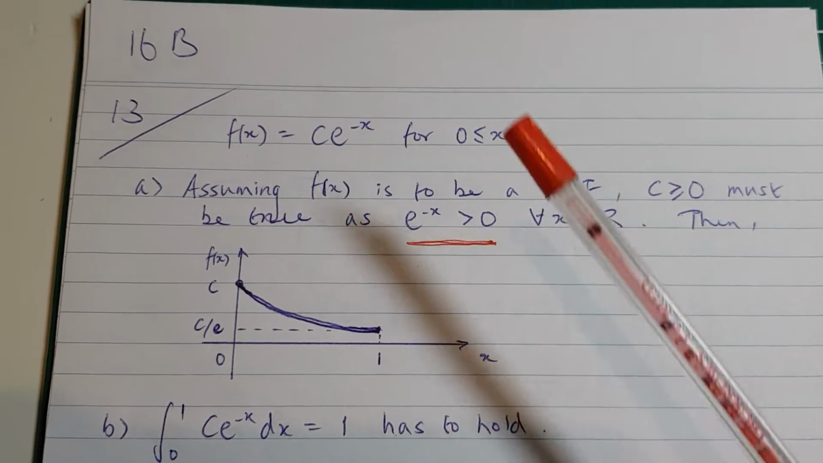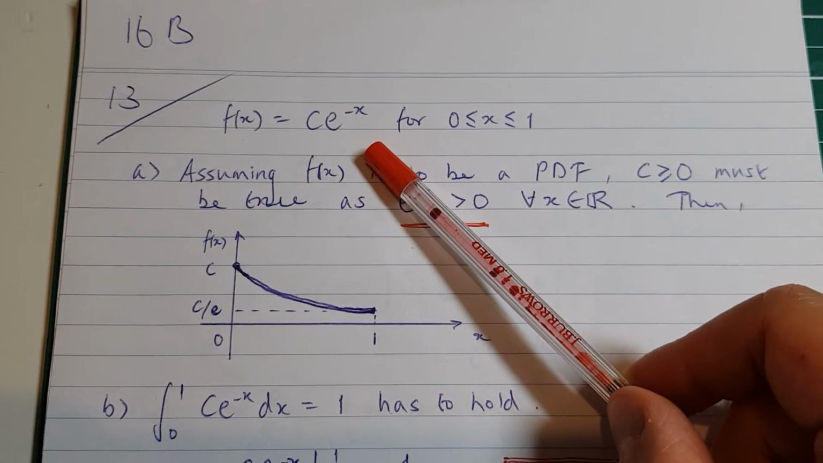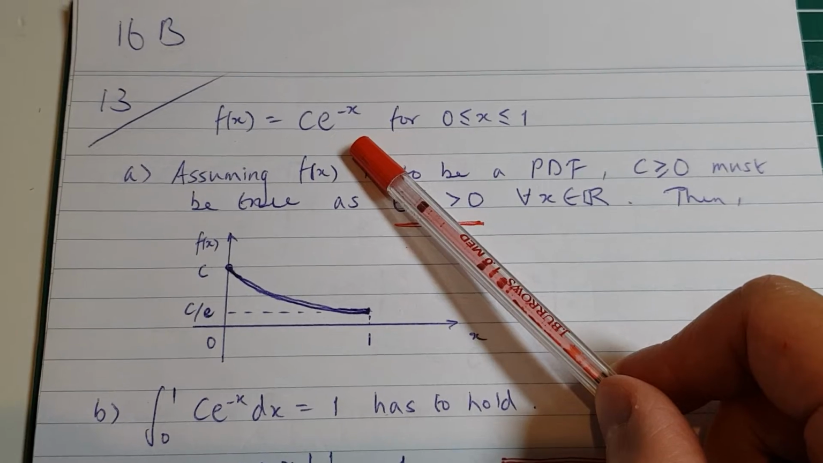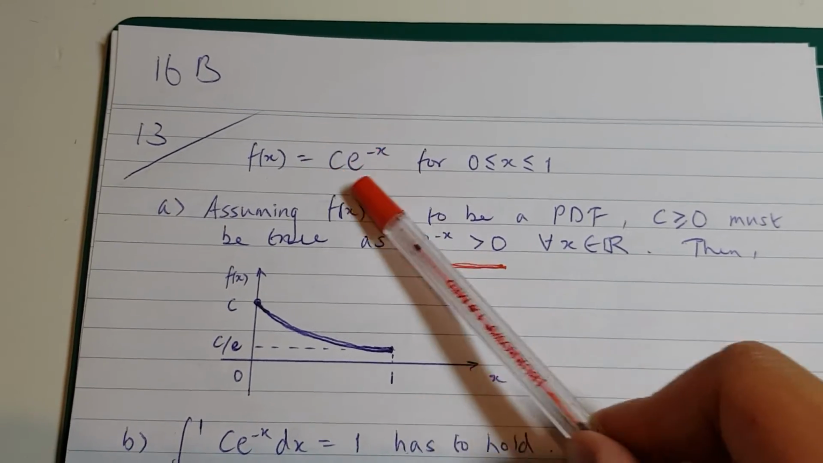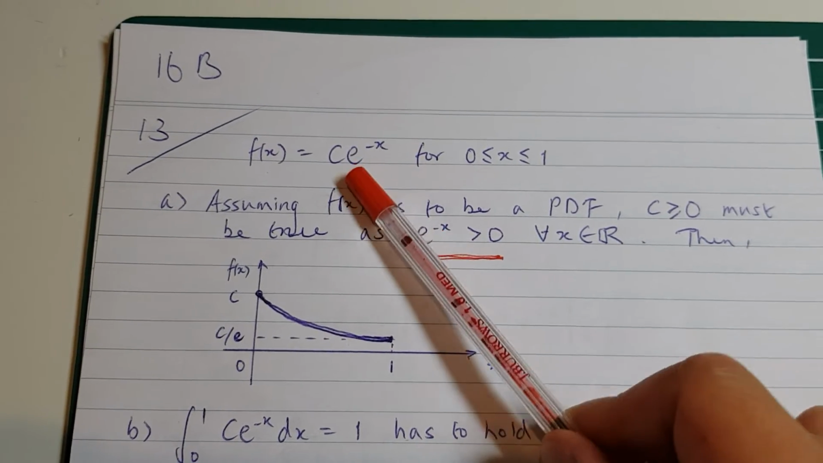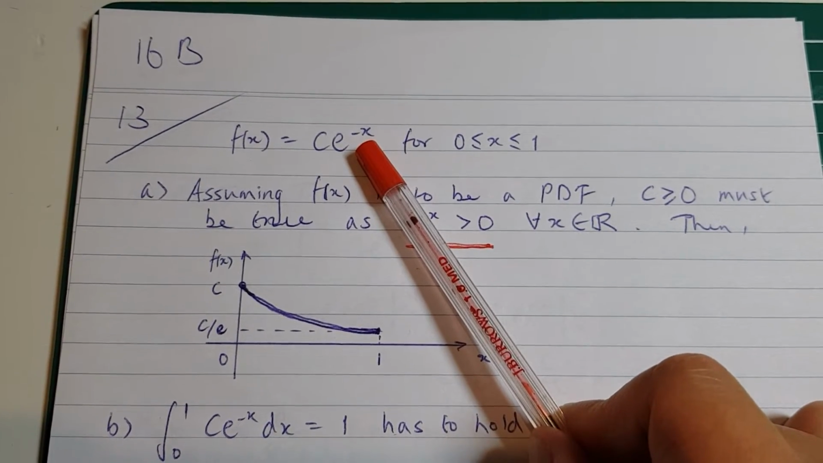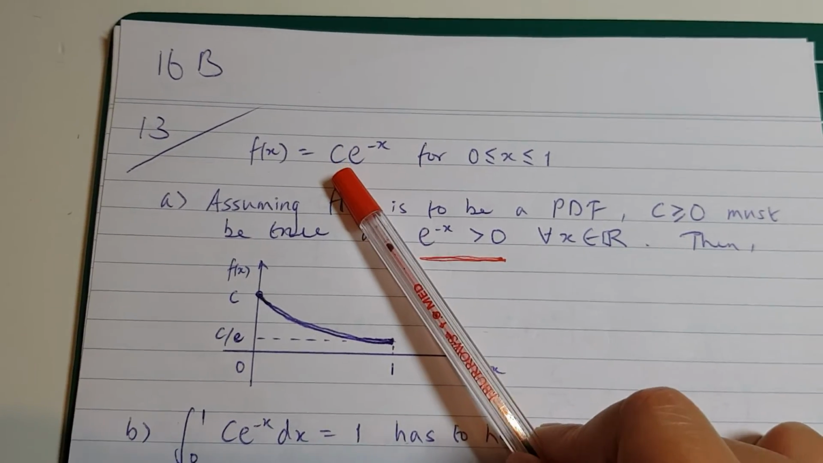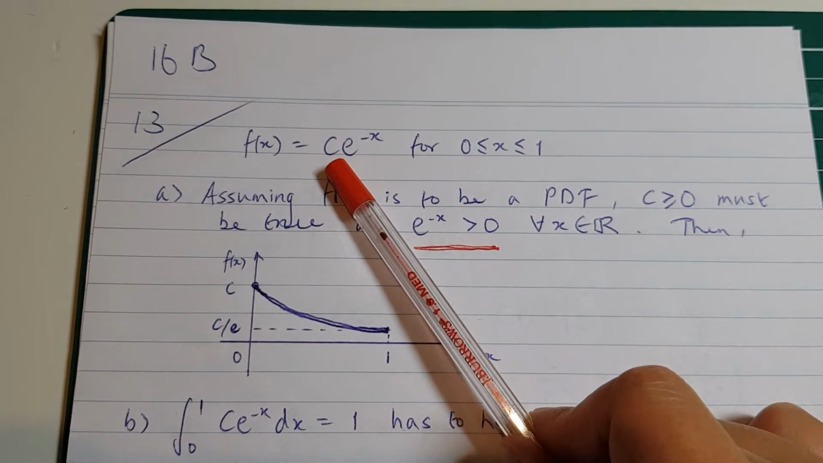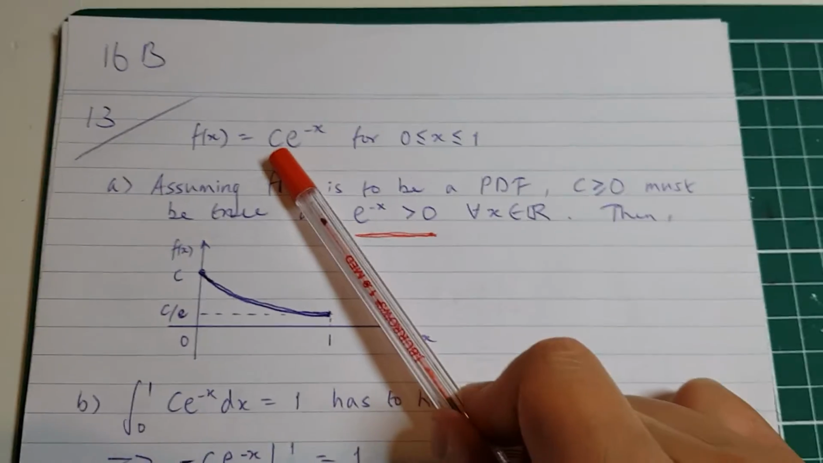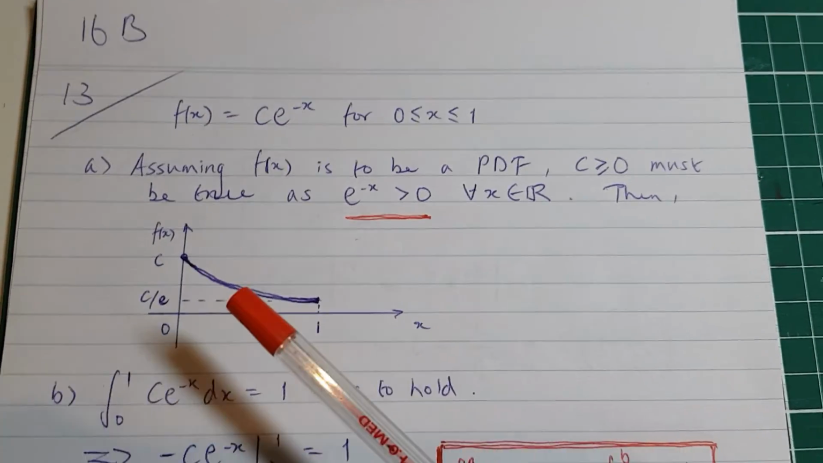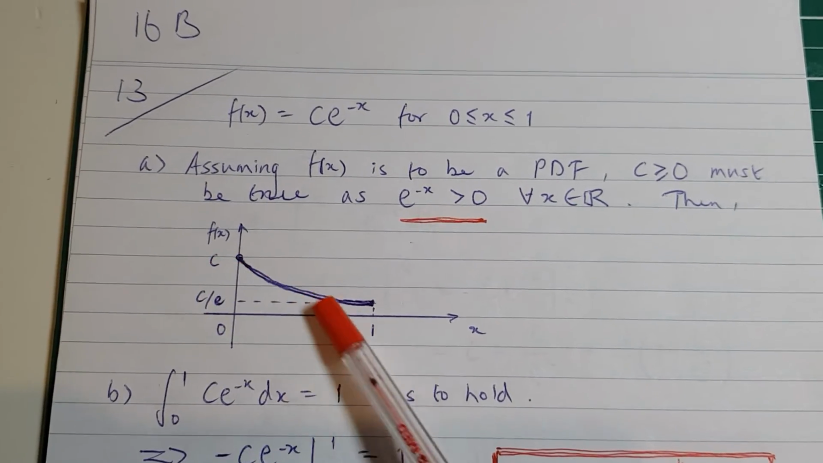Okay, so now, as you remember, one of the conditions for this function to be a PDF is that this whole thing has to be positive, at least in that domain. Well, that e to the minus x is always positive, so then C has no choice other than being a positive number. So therefore we can pretty much assume that C is going to be positive. Hence, if that's the case, then we can sketch like so.